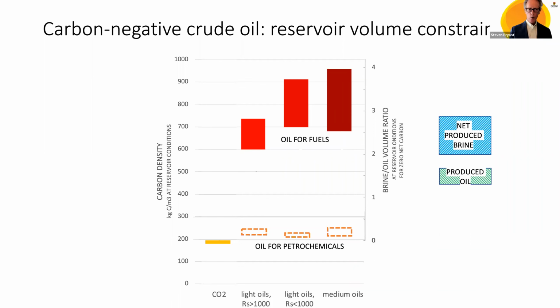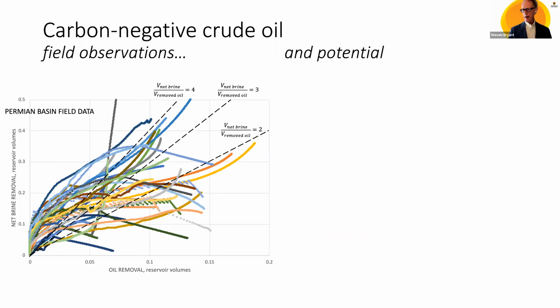So can we do this? Can you manage a reservoir with those kinds of volumes? First, let's look at what has happened in the past. On that graph, the x-axis is oil removal in reservoir volumes, and the vertical axis is the net amount of brine removed. That spaghetti of colored dots and curves are field data from 35 to 40 carbon dioxide EOR projects in the Permian Basin.